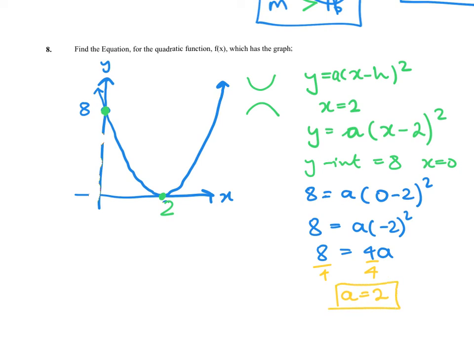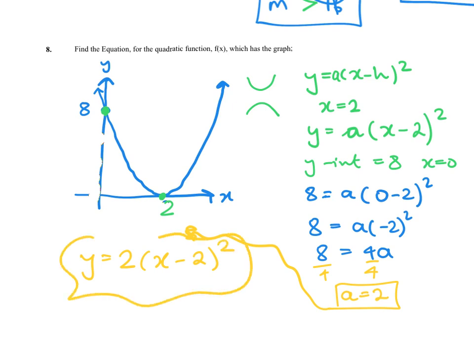Don't forget to rewrite the equation. So I'm going to have y equal to 2 times x take away 2 to the power of 2. Voila, done. Beautiful. Bye.